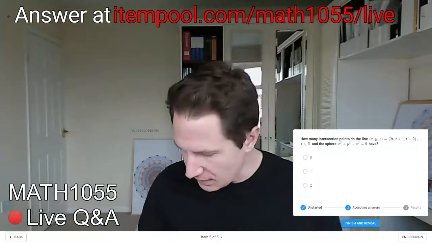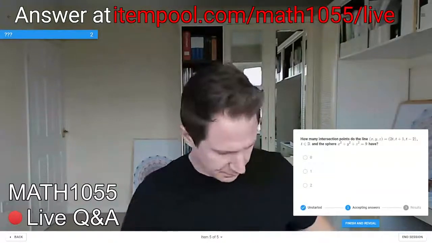I think we have already done something like this, so let me just skip to the last one right away, and we can always go back to the previous one if we have more time. So how many intersection points do the line given by this equation and the sphere given by its equation have? We have a line and a sphere in 3D space, and the question is, how many intersection points do they have?